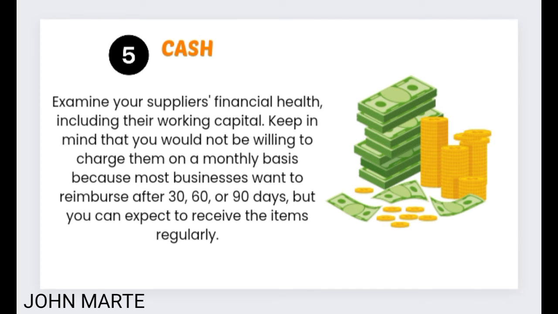Number 5 is cash. Examine your supplier's financial health, including their working capital. Keep in mind that you would not be willing to pay them on a monthly basis because most businesses want to be reimbursed after 30, 60, or 90 days, but you can expect to receive the items regularly.